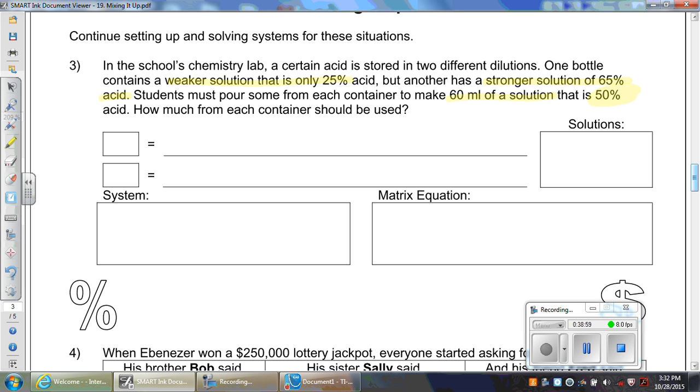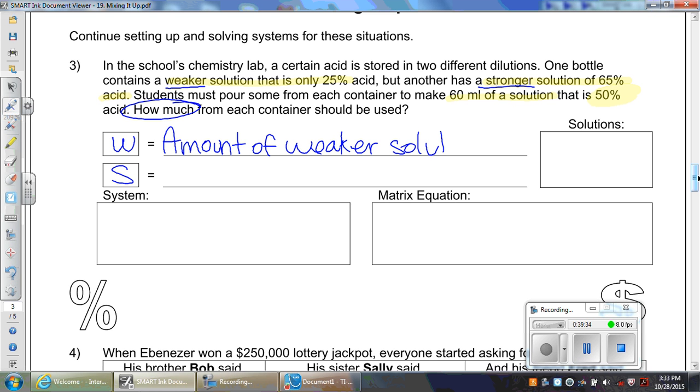So let's see. We have 2 types of solution. Now, Natalie, could you please read the question again? How much from each container should be used? How much? So that's what's going to define our variables. We have 2 solutions. One that is called the weaker solution, so let's use W, and the other one is called the stronger solution, so we're going to use S. So W will be the amount of weaker solution. S will be the amount of stronger solution.